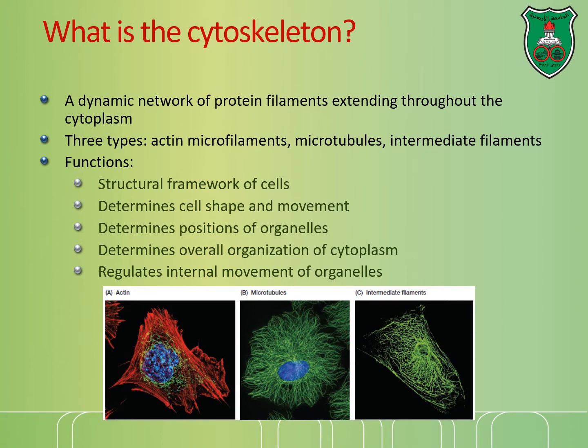There are three types. We have the actin microfilaments, as you can see here in red, okay? We have the microtubules, shown in the middle, and we have the intermediate filaments in here. Remember, we previously talked about intermediate filaments in the nuclear lamina, the nuclear matrix. Now, they have a variety of functions, so they are responsible for the structural framework of cells. So the actin cytoskeleton, for example, is responsible for how cells look. They determine cell shape and movement.